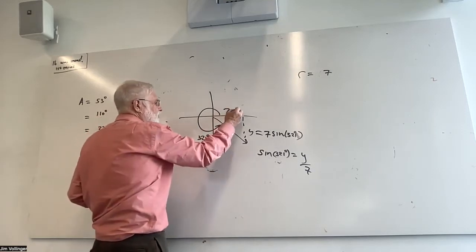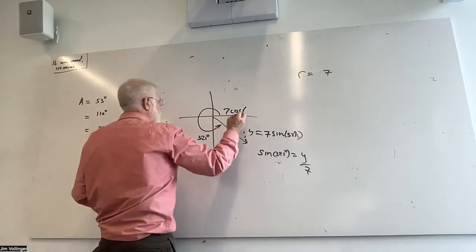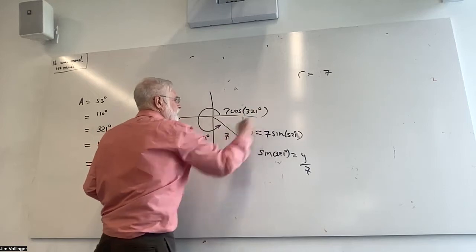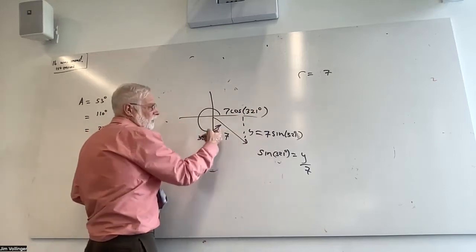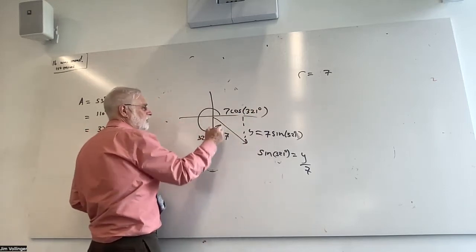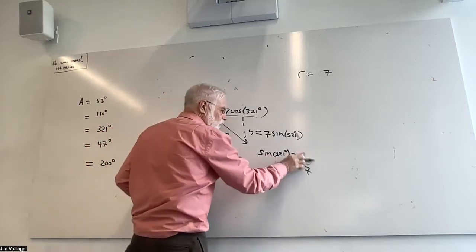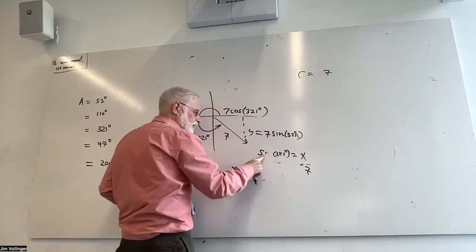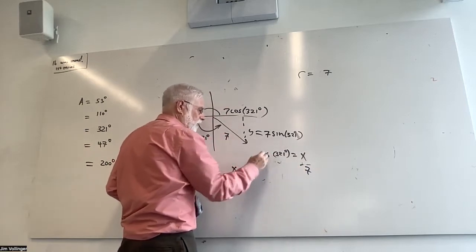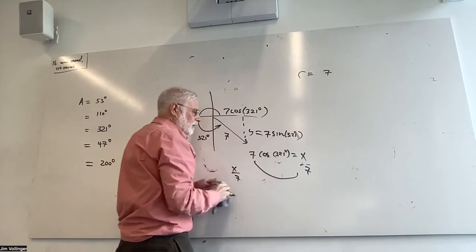Can you say 7 cosine of 321? Geez, it'd be nice if you could, right? Because this is the cosine ratio, x over 7. I'll do it here. x over 7 is the cosine, not the sine ratio. And I hope you can certainly see that movement of the 7.